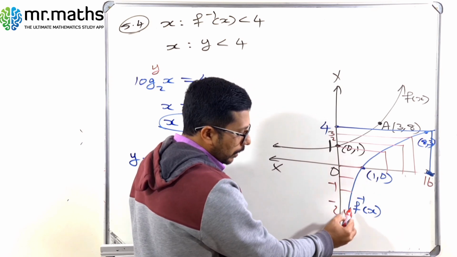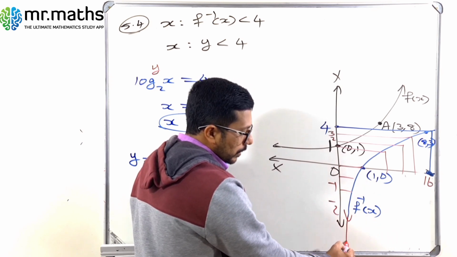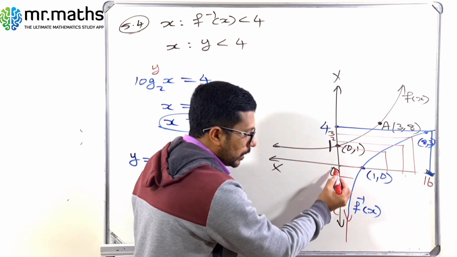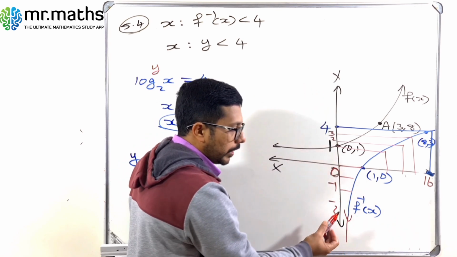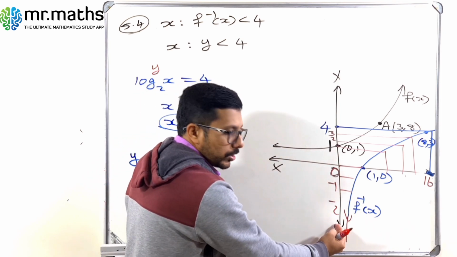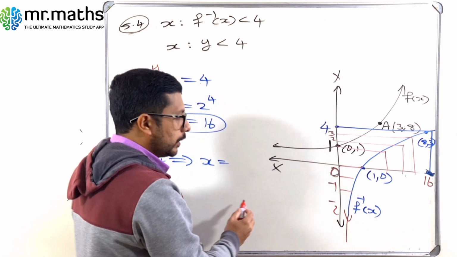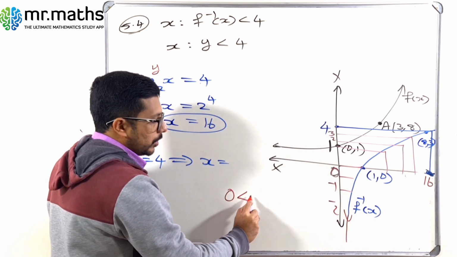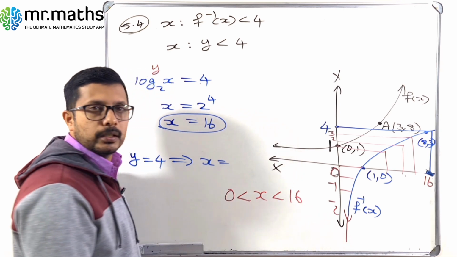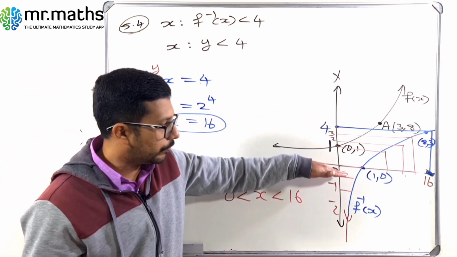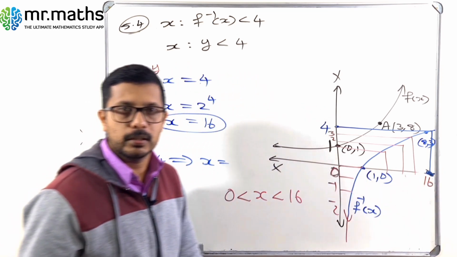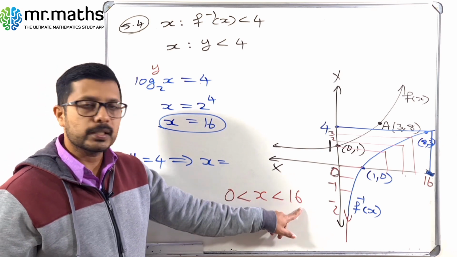And to this side, can you see that when this graph increases, it never crosses this y axis. That means on the y axis, what is the x value? 0. So it will be after 0. It will never touch the y axis. So it means that the value of x is between 0 and 16. So when y is less than 4, the value of x will be between 0 and 16. So the answer is 0 less than x less than 16.